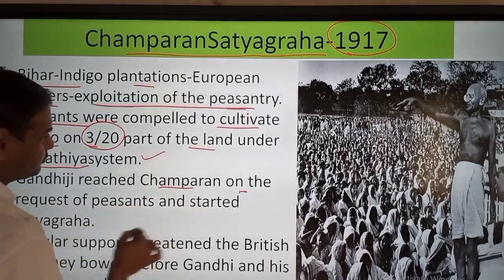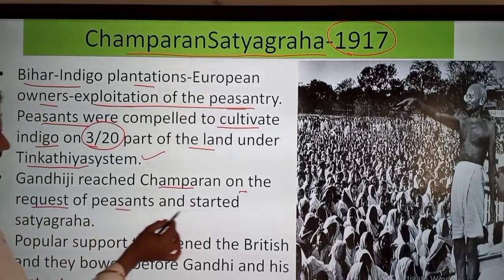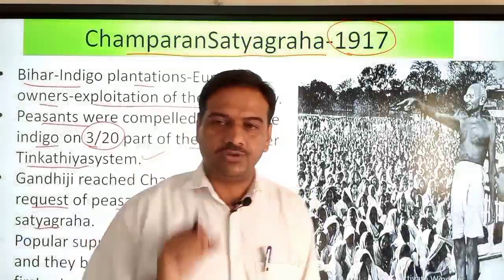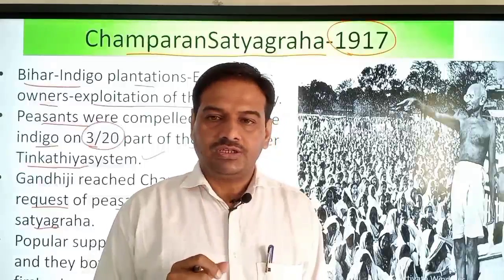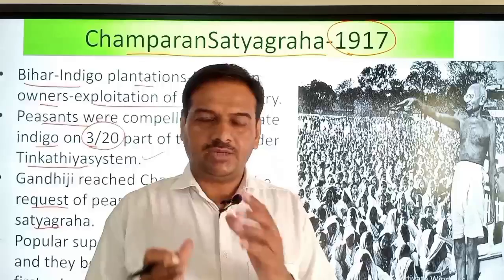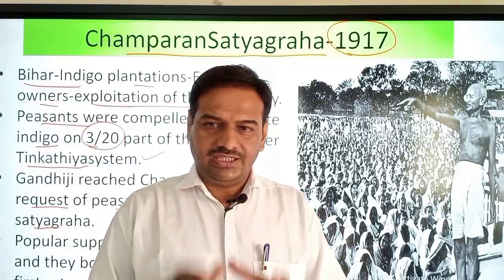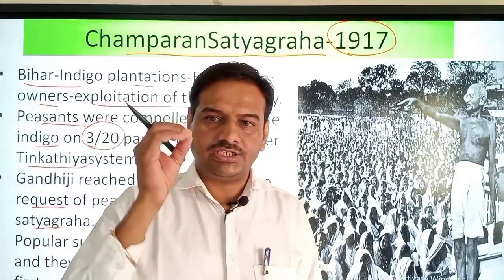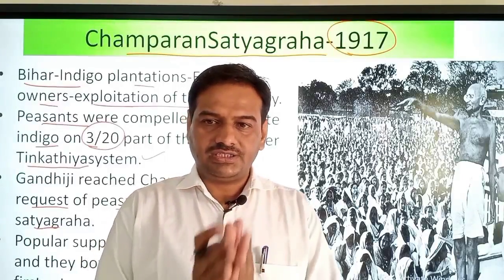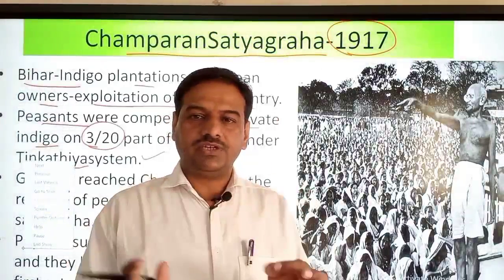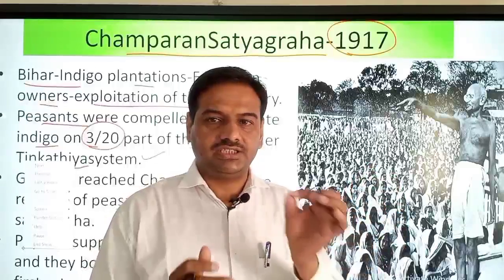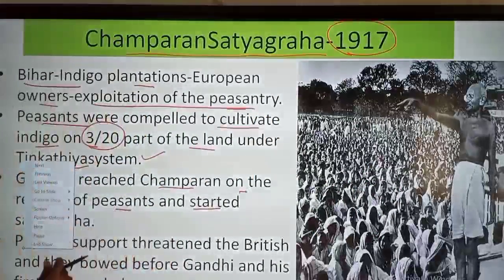Gandhiji reached Champaran on the request of the peasants and started Satyagraha. And an important part in this Satyagraha was also played by Ramchandra Shukla. So many peasants met Mahatma Gandhi and they thought that Mahatma Gandhi is a leader of the common man, and they requested him to put forth the issue of indigo cultivation, and they asked him to continue a movement against the indigo cultivation. So on the request of these peasants, Mahatma Gandhi started the Champaran Satyagraha against the indigo plantation.